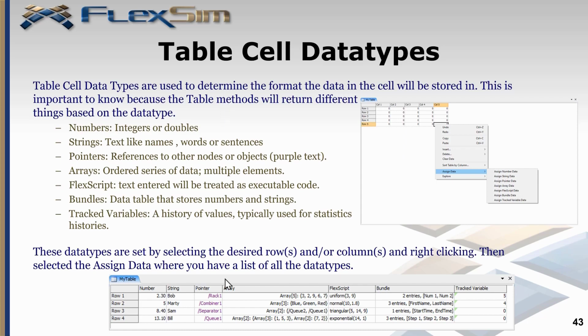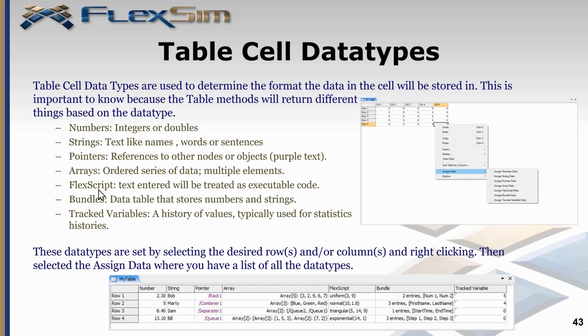If you look down at this table below, you can see I have an example of each of the data types here. So showing 4 rows, and the column 1 here called number shows numeric data types, doubles and integers. A string column with names in it. Pointer, this is the purple text. So what you see here are actual objects that are contained in this model. This is a direct pointer reference to it. And these are examples of arrays. Arrays can contain numeric data or string data.